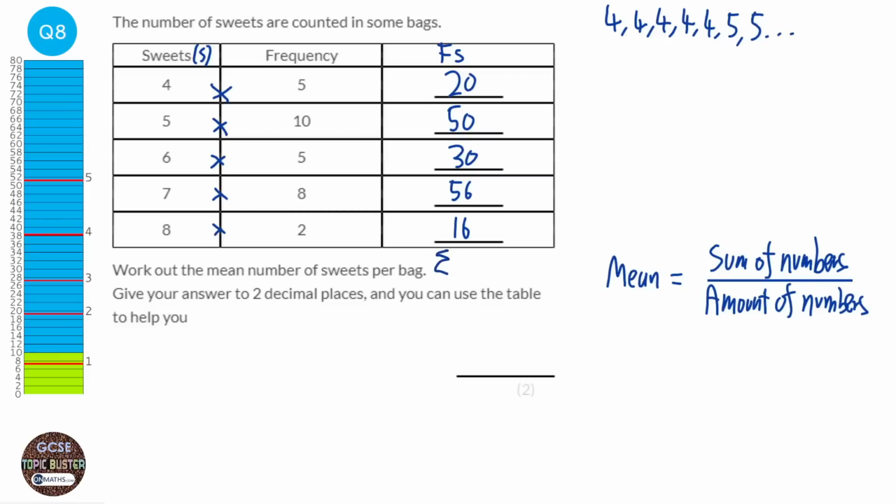And we can show that as a kind of sigma fs. And we just add up the 20, 50, 30, 56, 16. So we add up that column, which is going to be 172. So we know the top is 172.